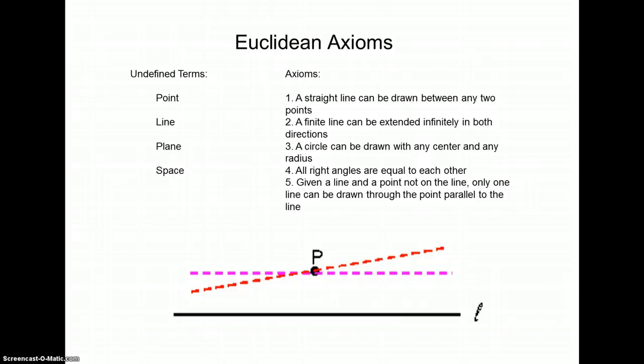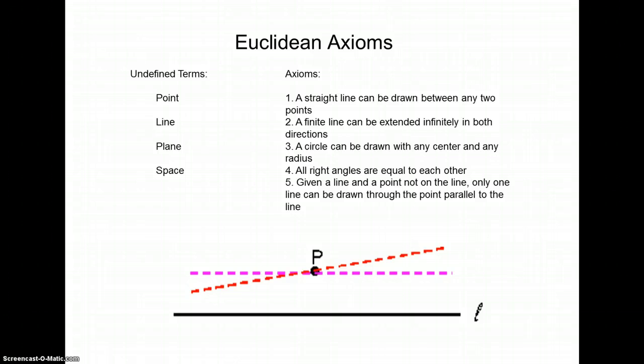Number 3, a circle can be drawn with a center placed anywhere and any size radius. Number 4, all right angles are equal to each other. If we accept this, then we can determine the length and comparison of other angles by adding and subtracting to the right angle. Number 5, the parallel postulate.